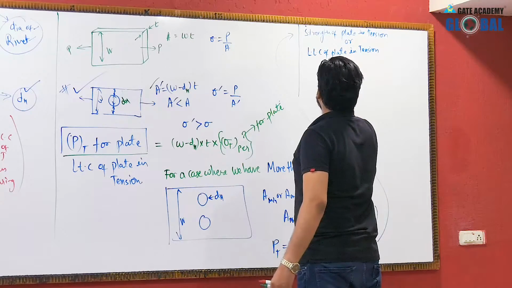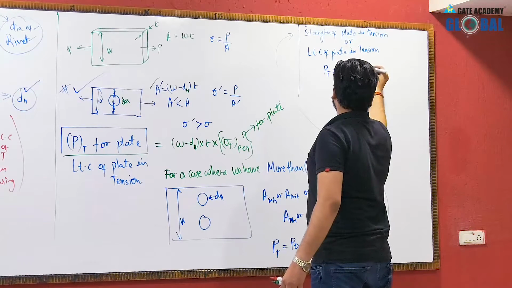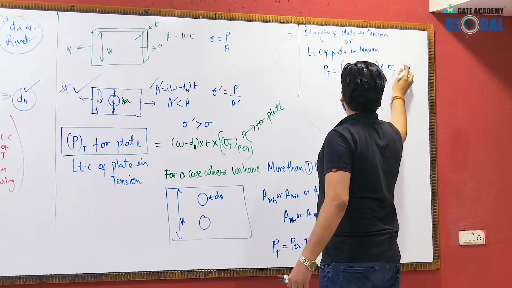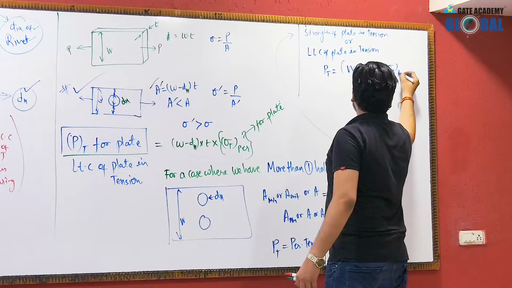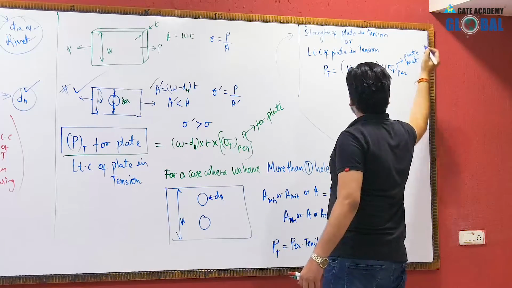Or you can call it the load carrying capacity of plate in tension, and this will be PT equal to W minus N times DH, into sigma T permissible, and this is for plate material.